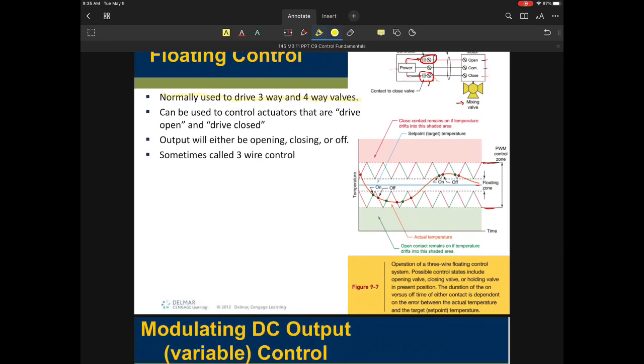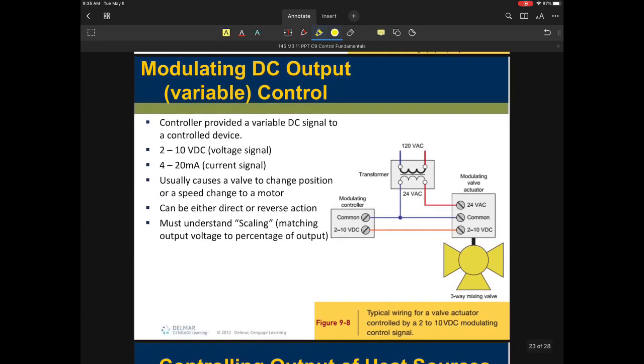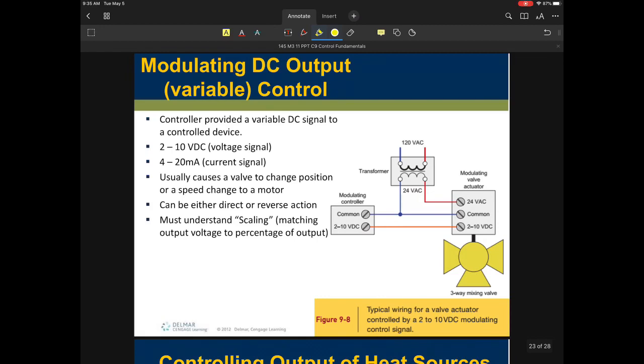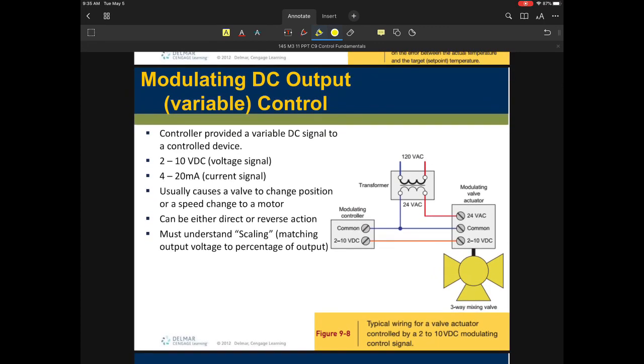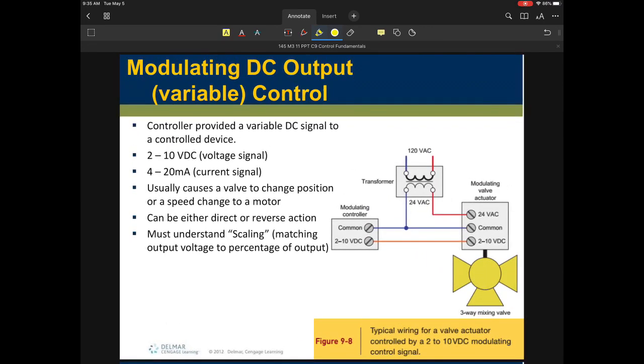A lot of the commercial systems will use your 3-way and 4-way valves. So the first note on here says normally used to control 3- and 4-way valves. A lot of our mixing systems use floating control. Modulated DC output signal. So let's look at this one. In our modulated signal, what we're going to do is this. We provide, out of the controller, a variable DC signal to a control device.